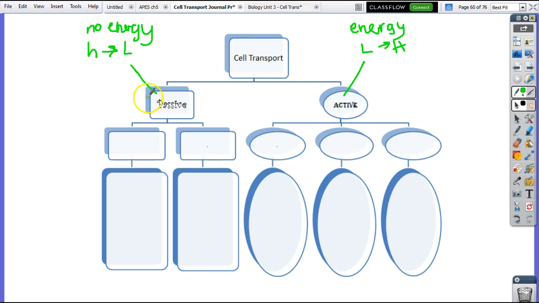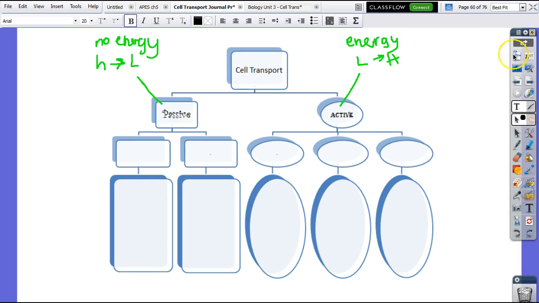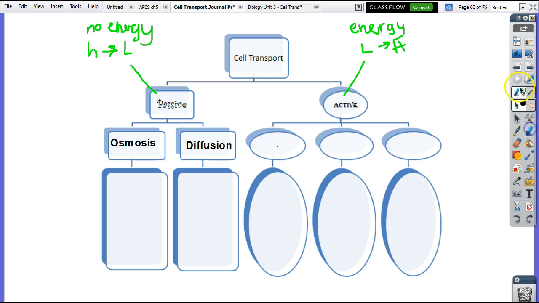Okay, so remember our different types of passive and active transport here. So for passive, we have osmosis and we have diffusion. Remember, osmosis is the movement of water. So what I'm going to do is I'm just going to draw some molecules, and it's high to low. So I'm going to draw a lot here and a few down here. And I'm going to label them so that I know that this is water. So you can label it H2O or water.